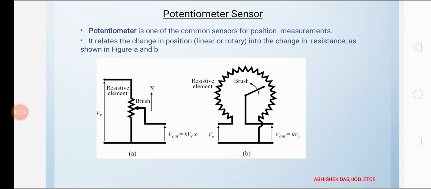The sensors or transducers are classified into a few parts. They are the resistive sensor or potentiometer sensor, capacitive sensor and inductive sensor or inductive transducer.